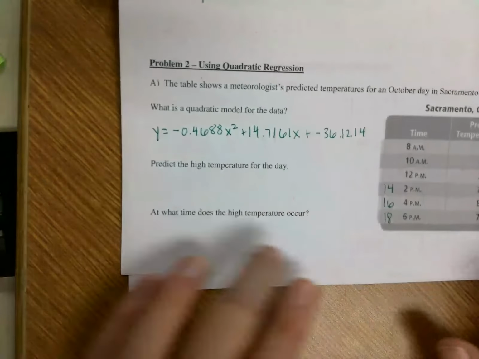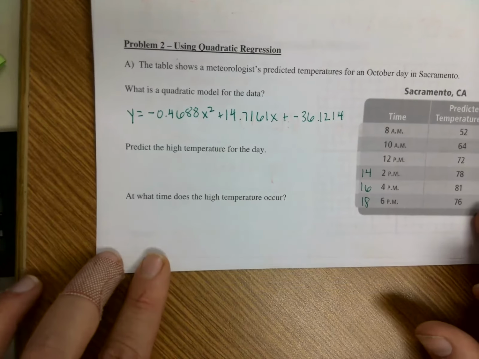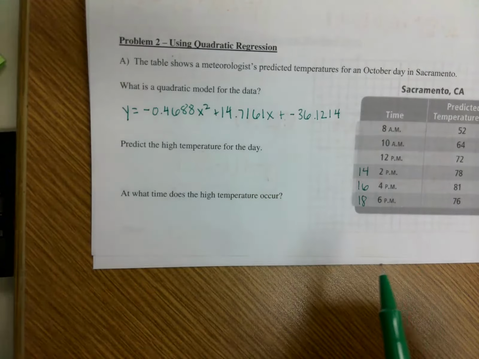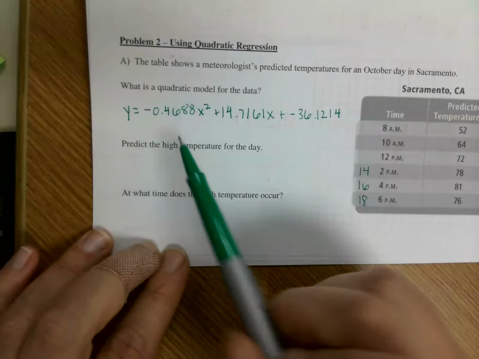Now, this is where I want to predict the high temperature for the day. I can do this in one of 2 ways. I can either do this mathematically or else I can do it on my graphing calculator. And I'm going to actually do it mathematically. So remember how we did this mathematically?